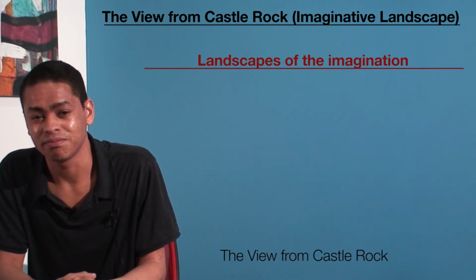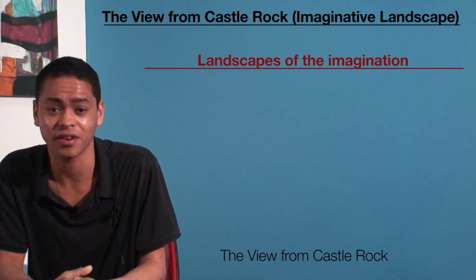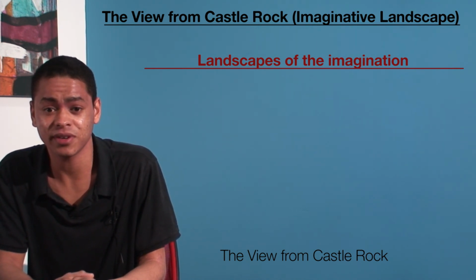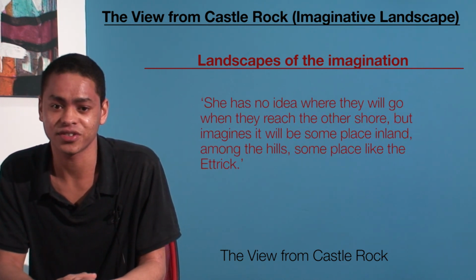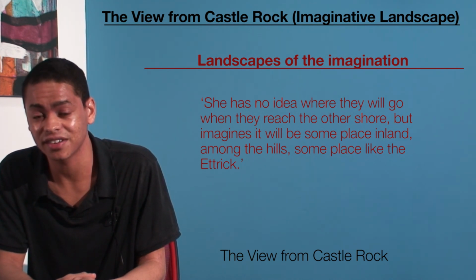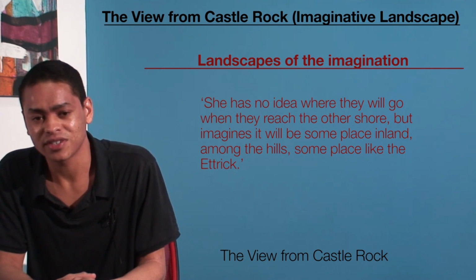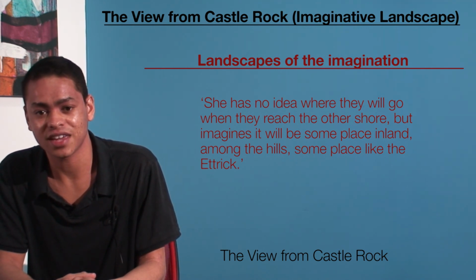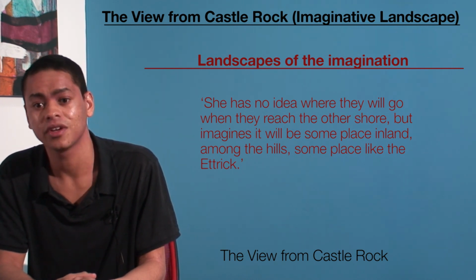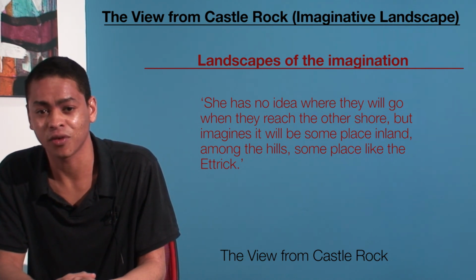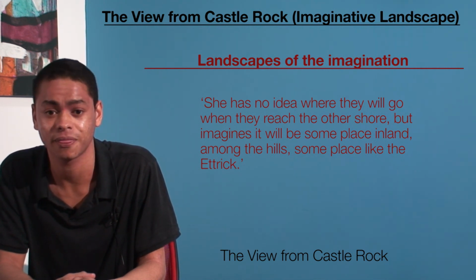In contrast to this, Mary in The View from Castle Rock does not have the same imagined landscape as old James or Munro's father, but rather one that mirrors the experiences of place that she's already had. She has no idea where they will go when they reach the other shore, but imagines it will be someplace inland, among the hills, someplace like the Ettrick. This reveals how our internal landscape can be influenced by physical landscapes we encounter, particularly the places we identify as familiar, like home. We use the experiences of landscape we have already had to predict and make sense of the unknown and future interactions we might have.